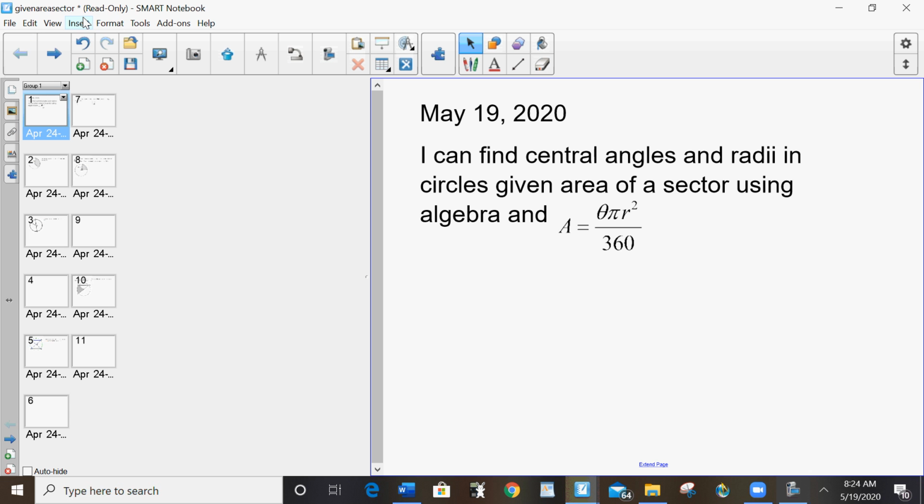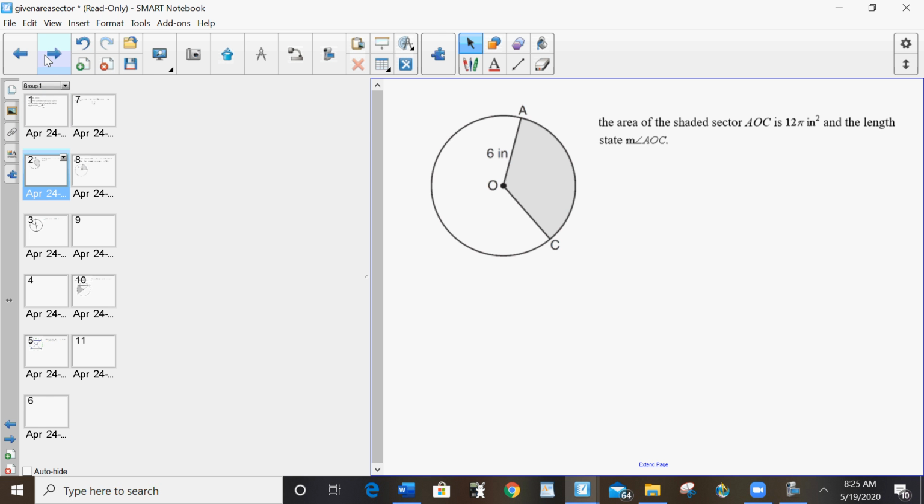Okay, hope you enjoyed that. So, it's a very simple lesson. It's very similar to what we did yesterday, except yesterday we found the area of the sector. Today, I'm going to give you the area of the sector, and you're going to find either the central angle or the radius using algebra.